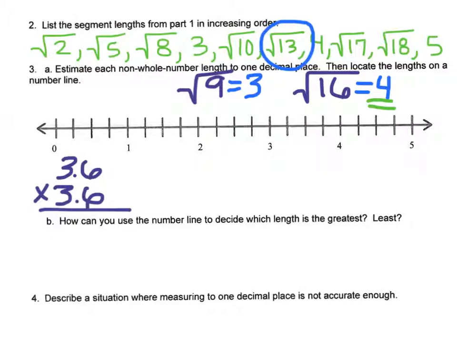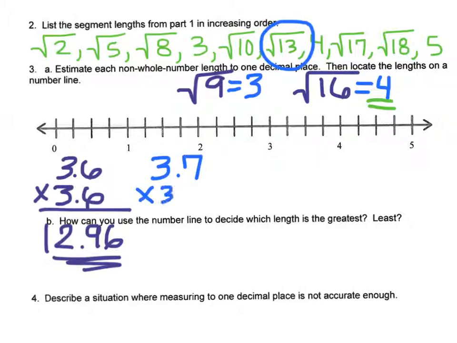And I get 12.96. Now that's really close to 13. It's just a little bit smaller. Now, to make sure that 3.6 is the best estimate, since 12.96 is a little smaller than 13, I might also try looking at 3.7.